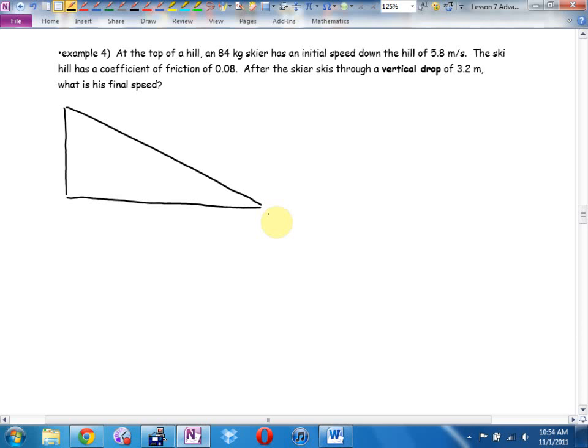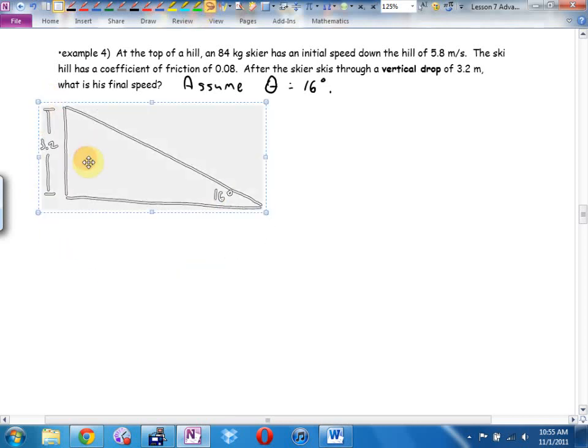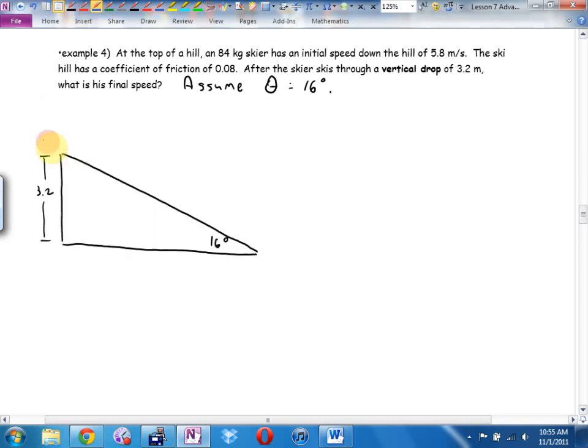Let's see. I gave you a vertical drop of 3.2. Yeah, I need a theta. Assume theta equals 16 degrees. Here's my skier.